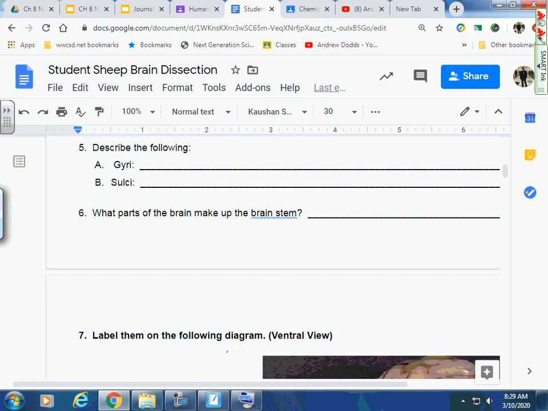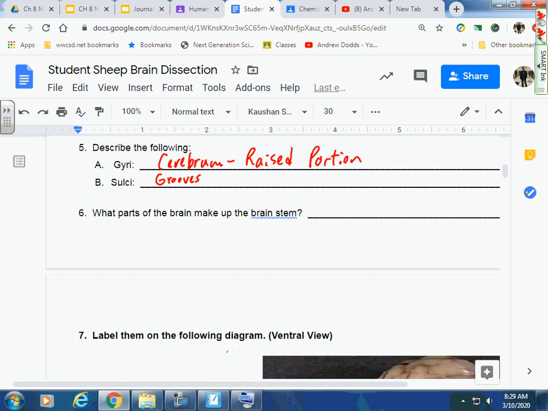Okay, so on the cerebrum, the raised portions are called gyri, plural, or a gyrus. The grooves in the cerebrum are called the sulci.